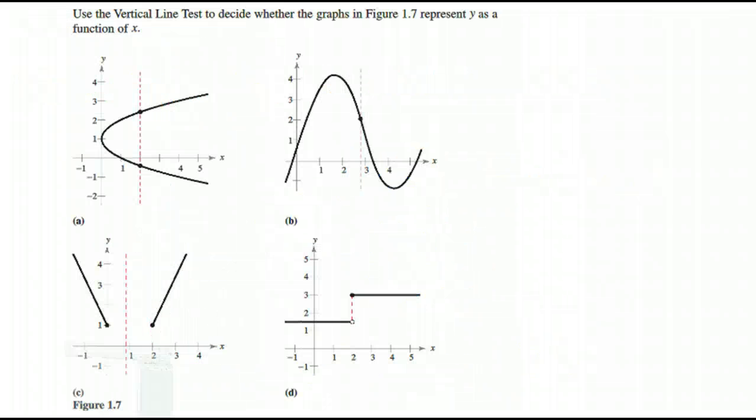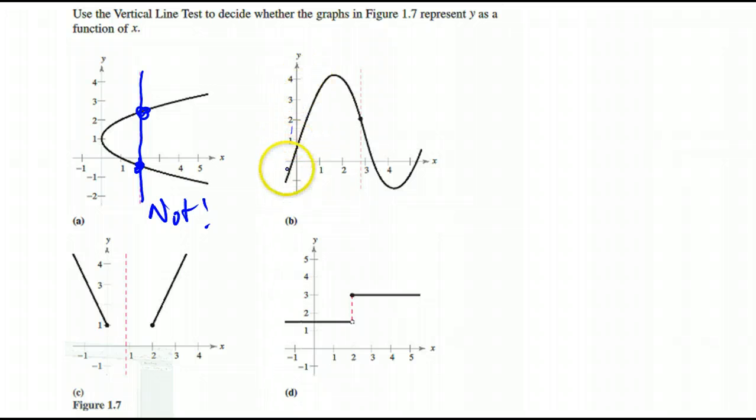For a graph to represent a function, it must pass the vertical line test, which means that any vertical line that we run across the graph can only intersect the graph in one point. So you notice that right here, this vertical line hits it in 2 spots. So it is not a function.